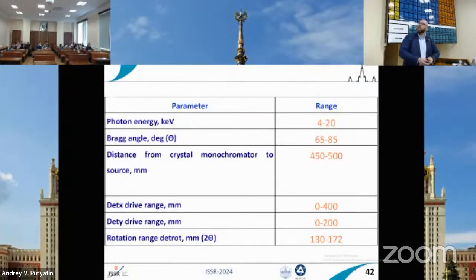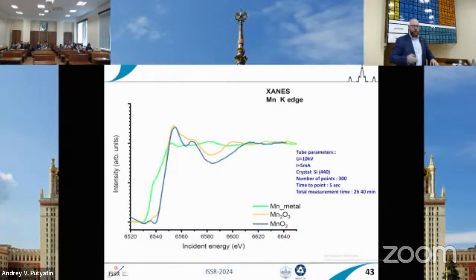So these are the main parameters of our X-ray tube. The range of energies is quite limited, but it is enough to analyze, I would say, maybe more than half of the periodic table. We can use it to analyze also actinides, and we did it already. We analyzed uranium, thorium, plutonium, and neptunium samples. So it's a very convenient technique.